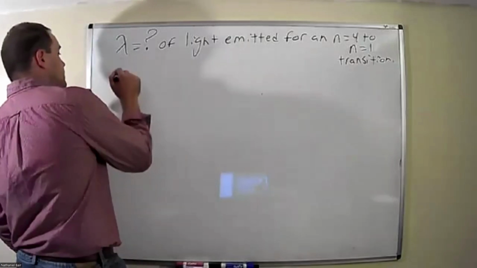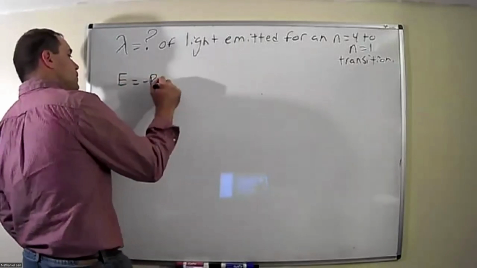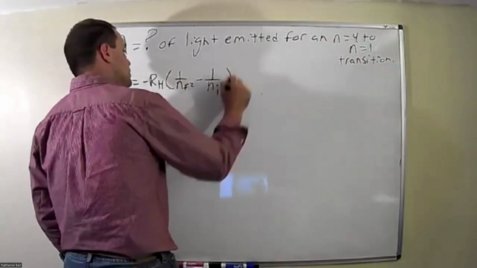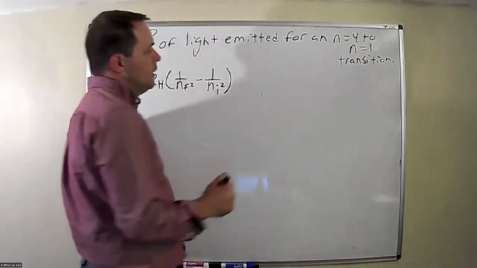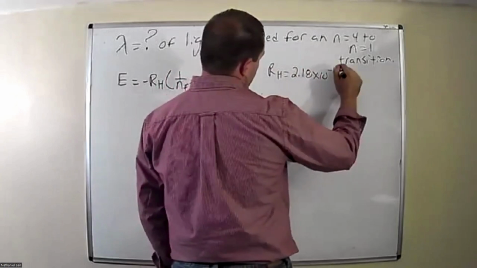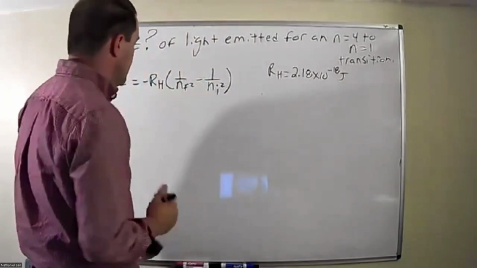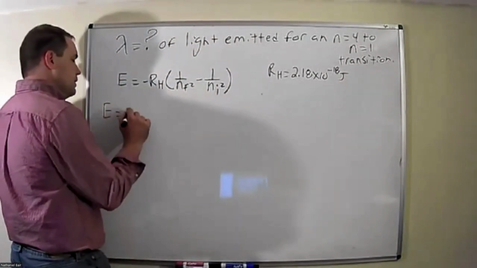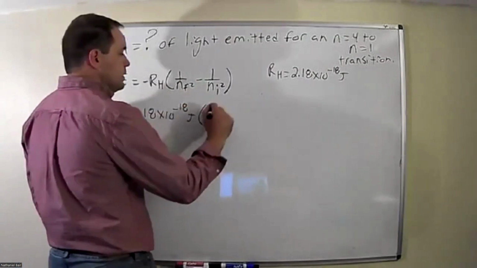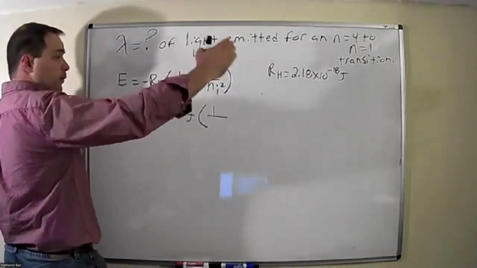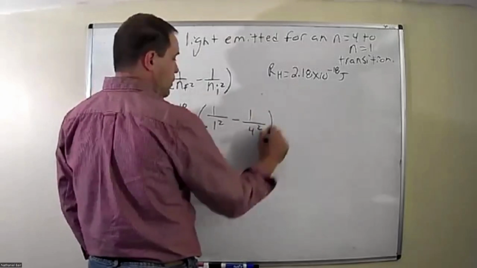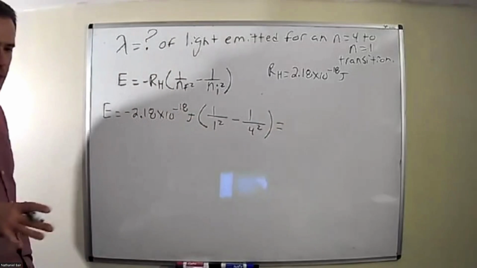Let's do it. So energy equals negative RH times 1 over n final squared minus 1 over n initial squared, where RH is 2.18 times 10 to the negative 18th joules. So energy equals negative 2.18 times 10 to the negative 18th joules times 1 over, we're going from 4 to 1, so the final 1 squared minus the initial 4 squared. Go ahead, see if you can pop that in your calculator correctly.